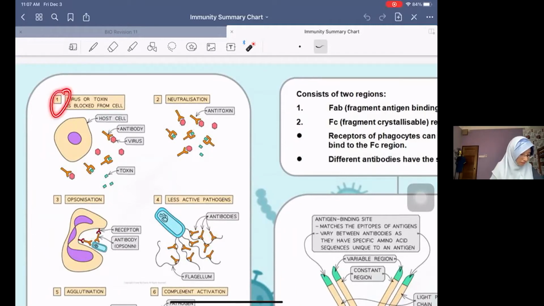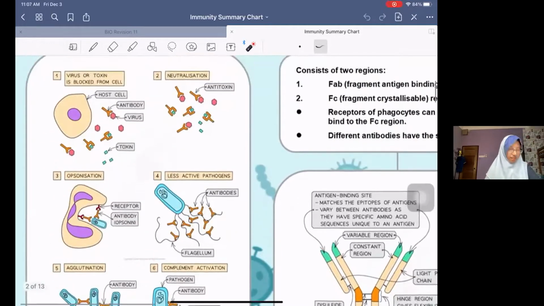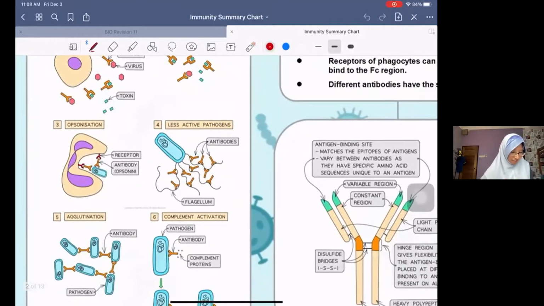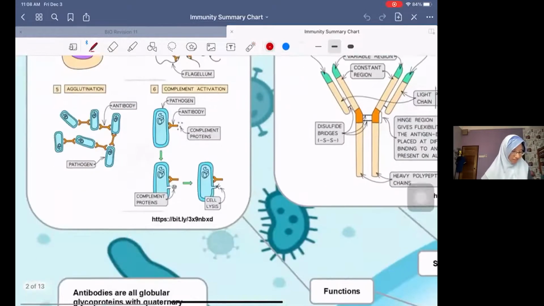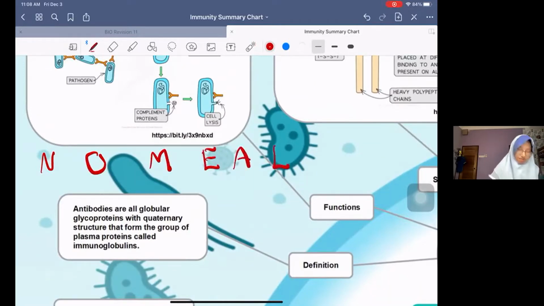We have 1, 2, 3, 4, 5, 6. Very easy to remember, only the names are a bit tongue twisting. This is how I remember; you can choose whatever way you want.